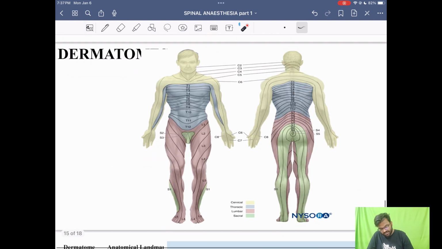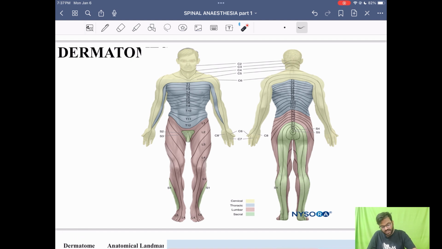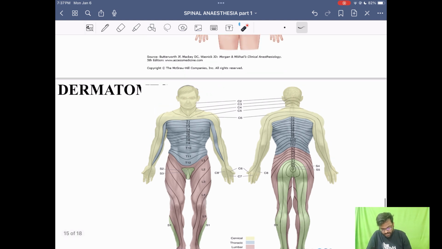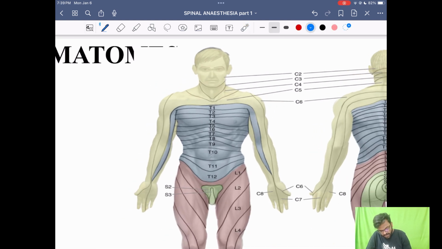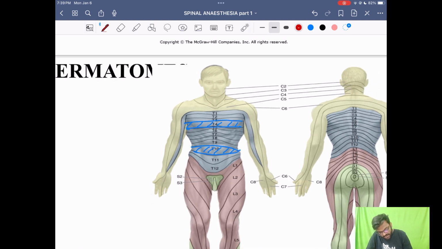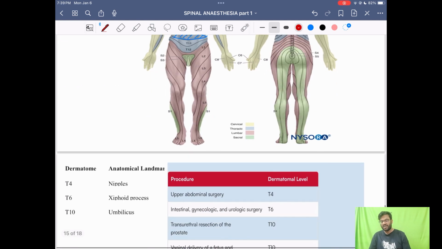Now we have this figure, which shows the dermatomes. What are dermatomes? Basically, the spinal nerve innervates a segment of the body. So each segment innervated by a spinal nerve is a dermatome. For example, this area around the nipple is supplied by T10. Sorry, not the nipple, around the umbilicus it is T10. Then this area around the nipple is supplied by T4. Then we have an area near the xiphoid process, approximately, that corresponds to T6.